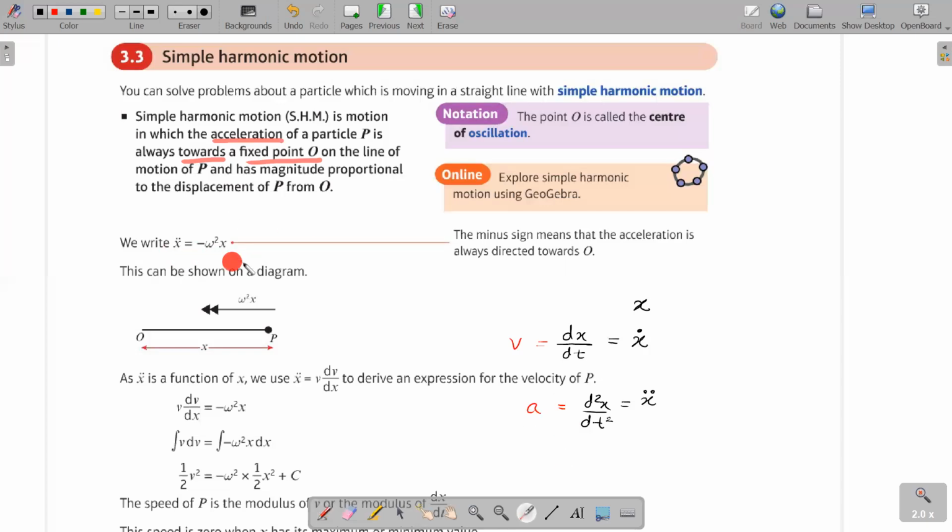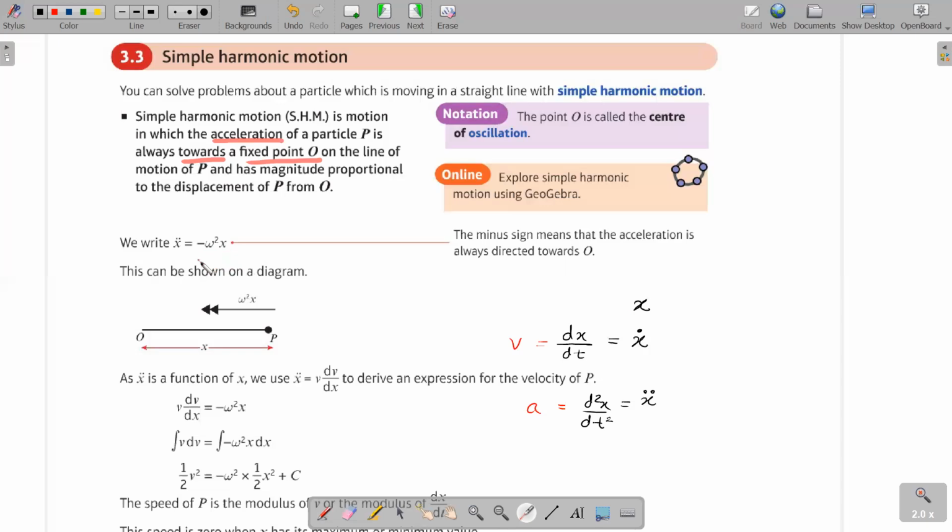Can I just look at the equation they've given here? They're telling you here the x double dot. See the way they have derived is equal to minus omega square times x. Here omega is a constant. Omega square is a constant.